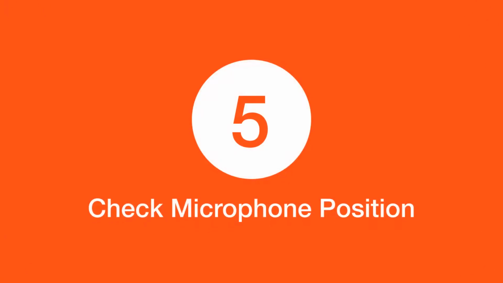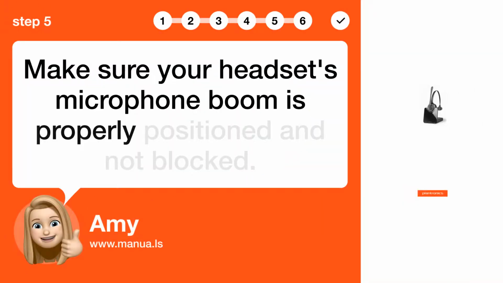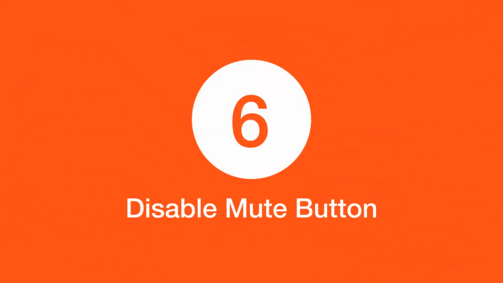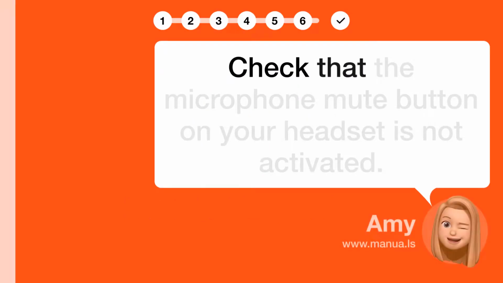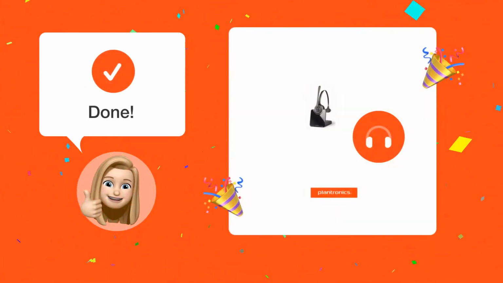Step 5. Check microphone position. Make sure your headset's microphone boom is properly positioned and not blocked. Step 6. Disable mute button. Check that the microphone mute button on your headset is not activated. After following these steps, you should have full control of your headset's volume and your microphone should work properly.